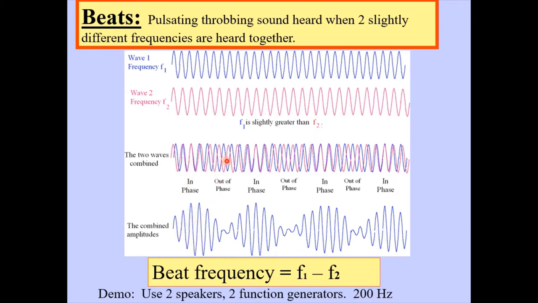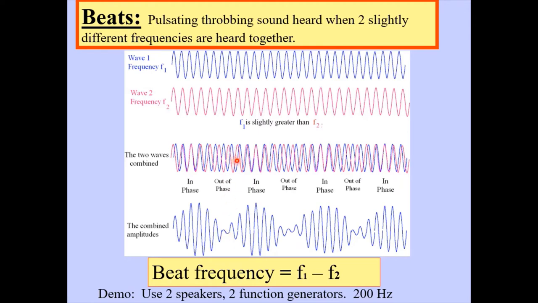But over here, notice because they're not the same wavelength, as we move here, they start getting out of phase. And when we're right here, they're exactly out of phase. This is destructive interference, and so we expect to hear no sound. So the amplitude is basically small or zero.